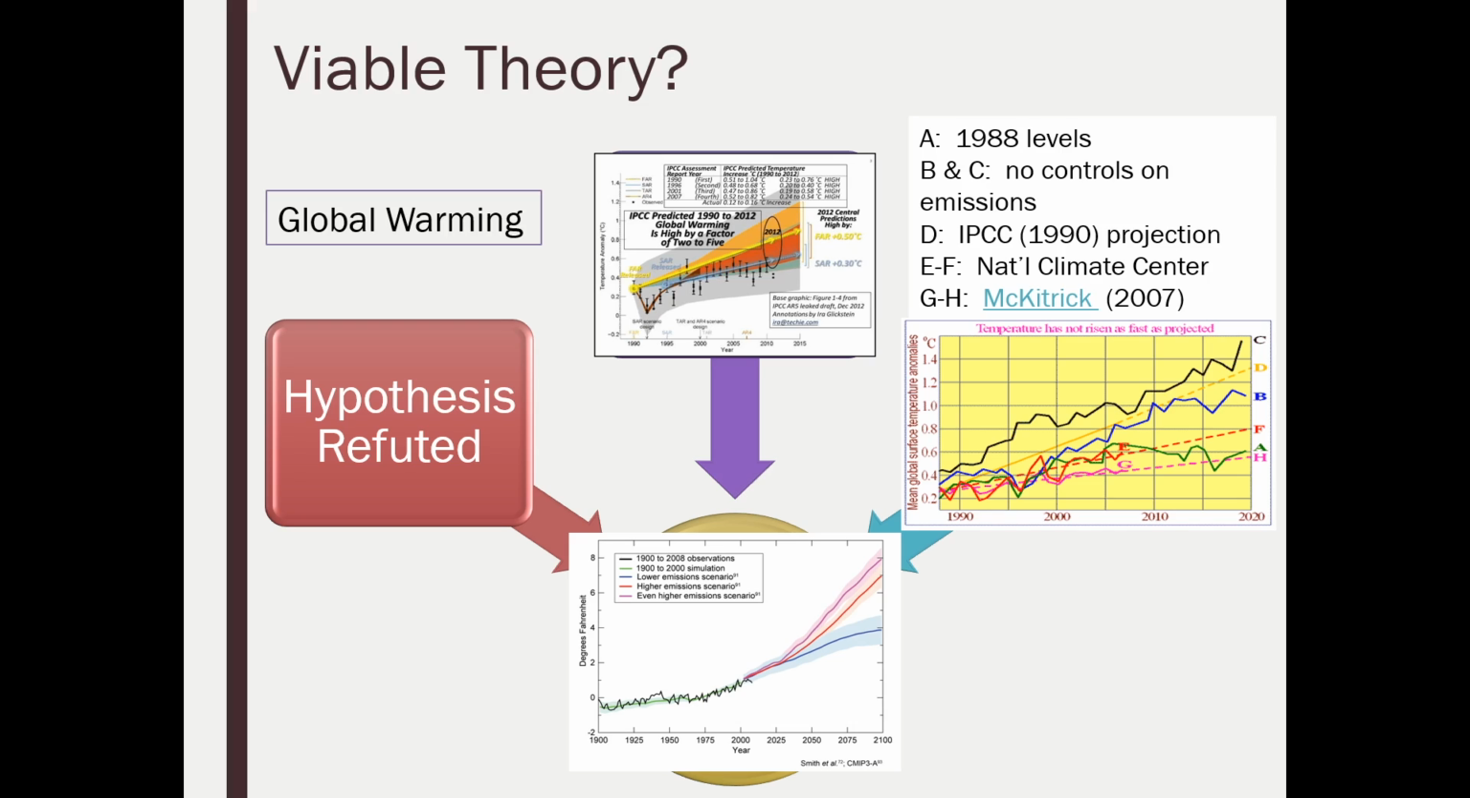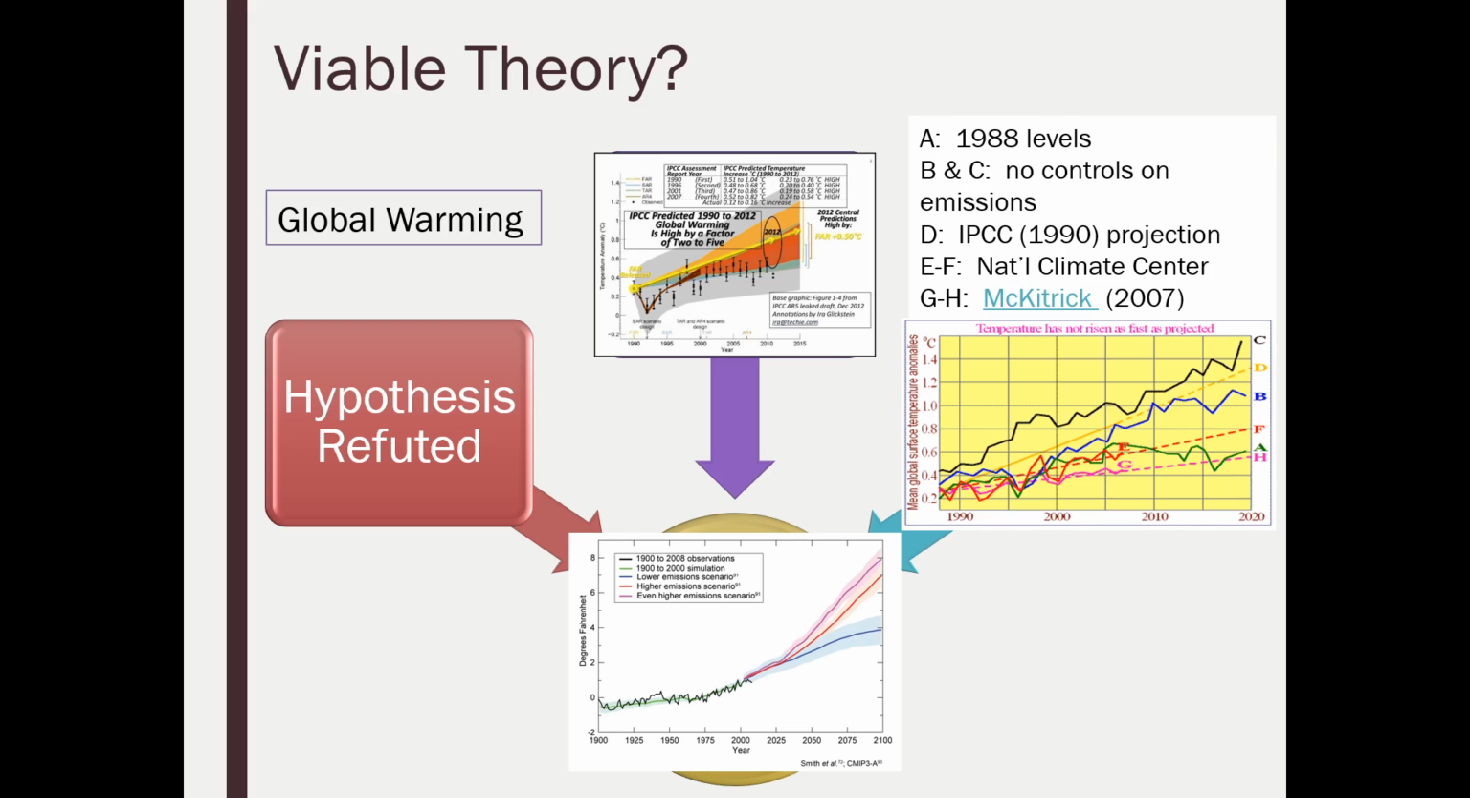If you look at line D, that's the IPCC prediction, and much higher than the actual temperatures had been. The National Climate Center has E through F, so they had different models, and E is way back there in the red.